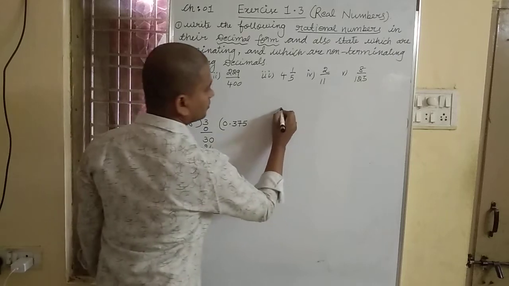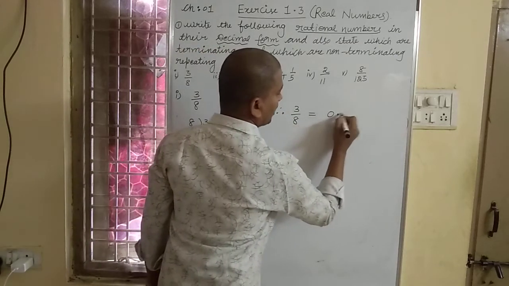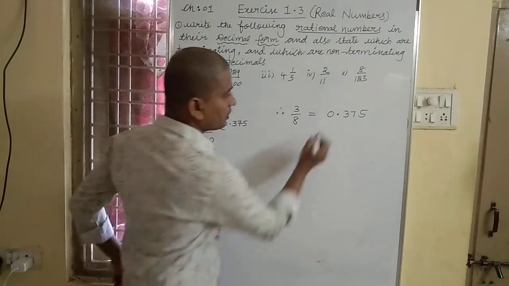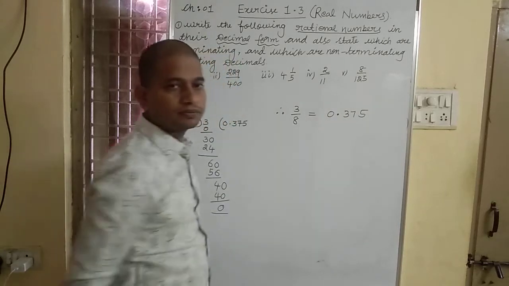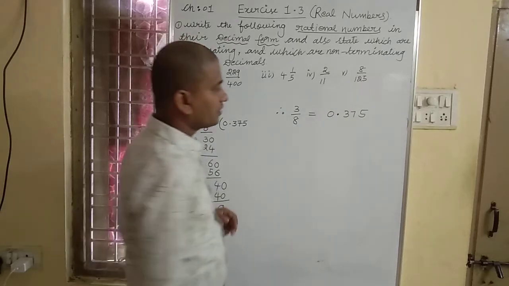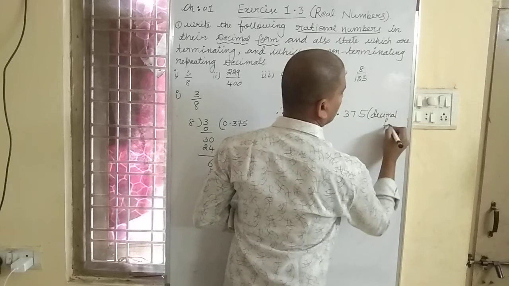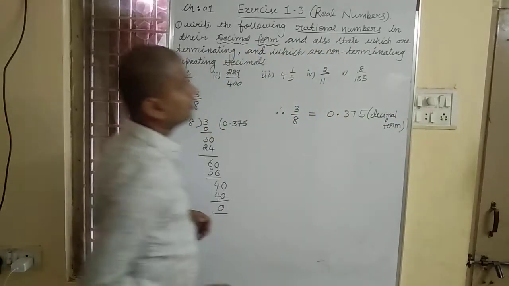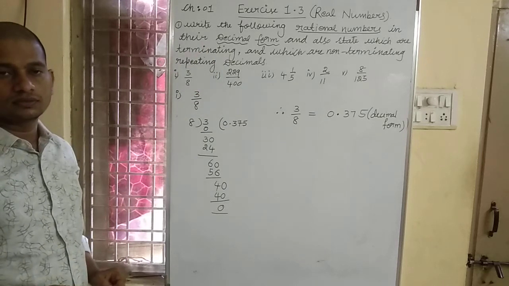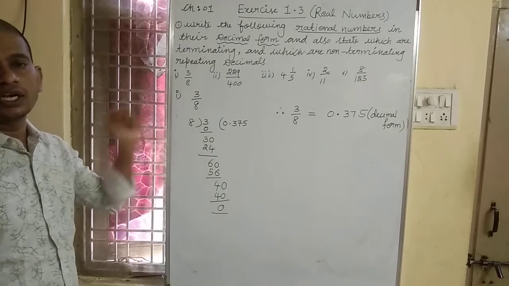So therefore, 3 by 8 is equal to what? 0.375. This is called our decimal form, because here it is a decimal point. 0.375, this is our decimal form. Right? And also state which are terminating and which are non-terminating repeating decimal.